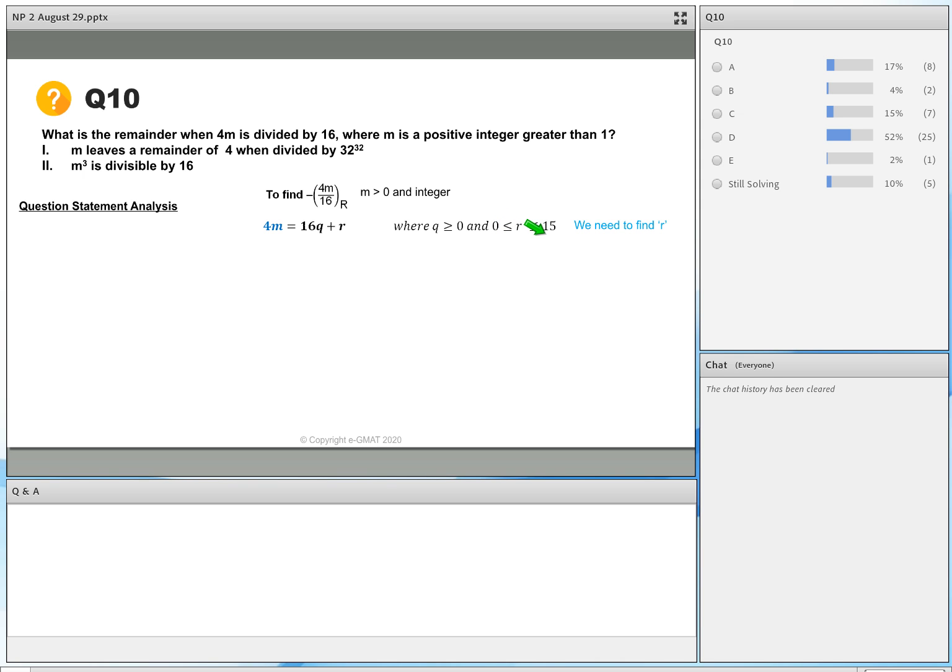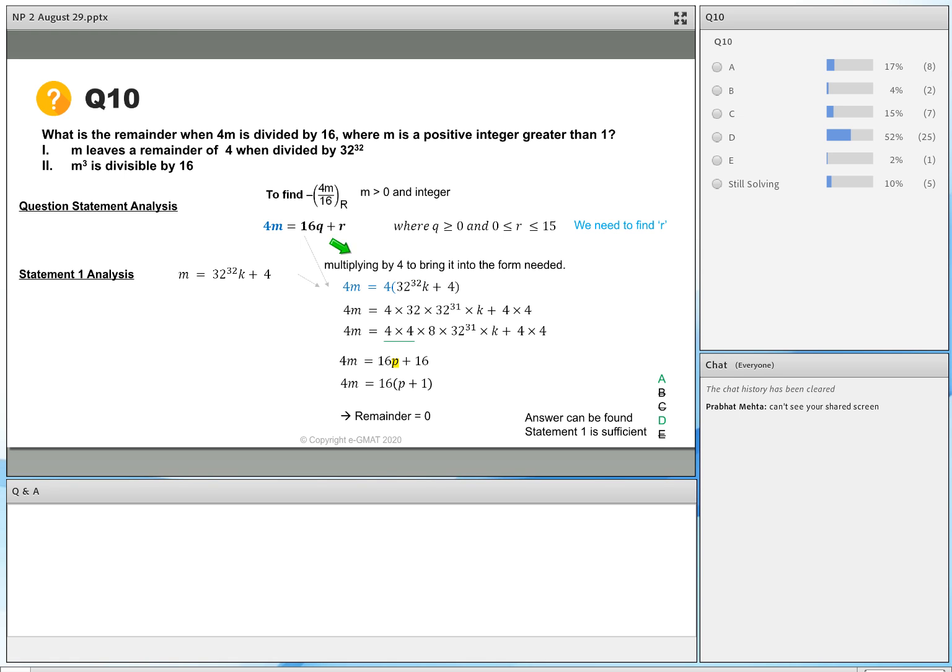Now, the first statement tells me that m leaves a remainder of 4 when divided by 32 to the power 32. So this is how I can express it in the DNR equation. Now look, what I want is 4m. What I have is m. It's so easy, I can just multiply this by 4 to get 4m. That will give me 4m is equal to 4 times 32 to the power 32k plus 4 times 4, which will be 16. Now, since I want 16q, I want 16 times something, I have to extract a 16 out of this.